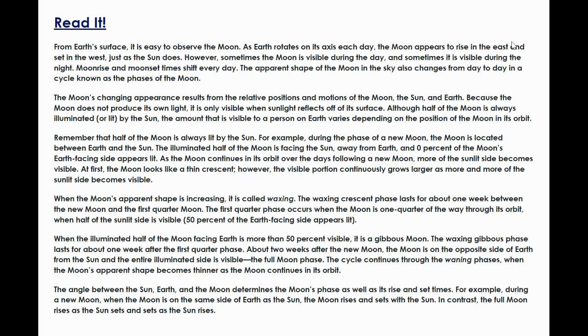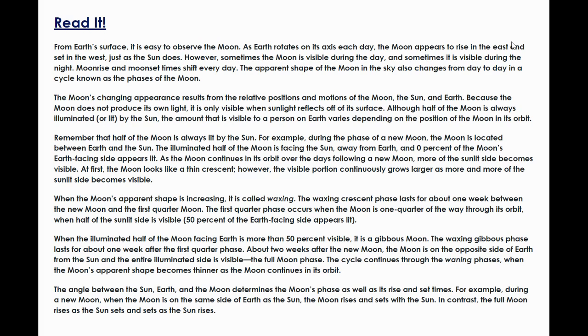When the illuminated half of the moon facing Earth is more than 50% visible, it is a gibbous moon. The waxing gibbous phase lasts for about 1 week after the first quarter phase. About 2 weeks after new moon, the moon is on the opposite side of the Earth from the sun, and the entire illuminated side is visible, the full moon phase. The cycle continues through the waning phases, when the moon's apparent shape becomes thinner as the moon continues in its orbit.